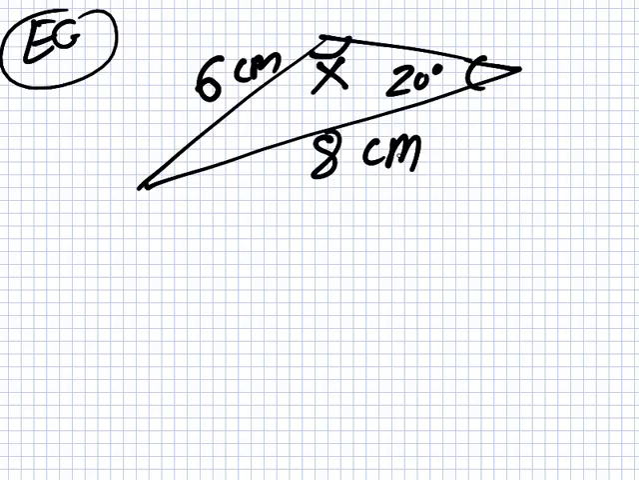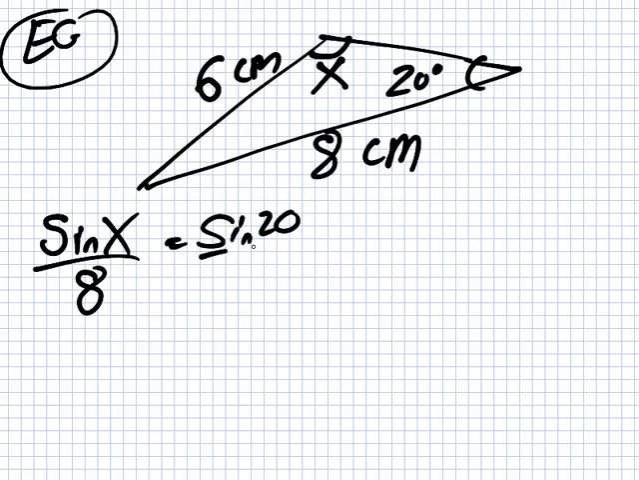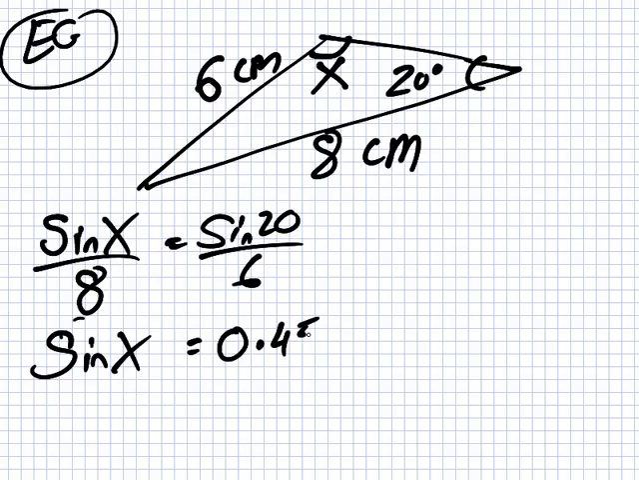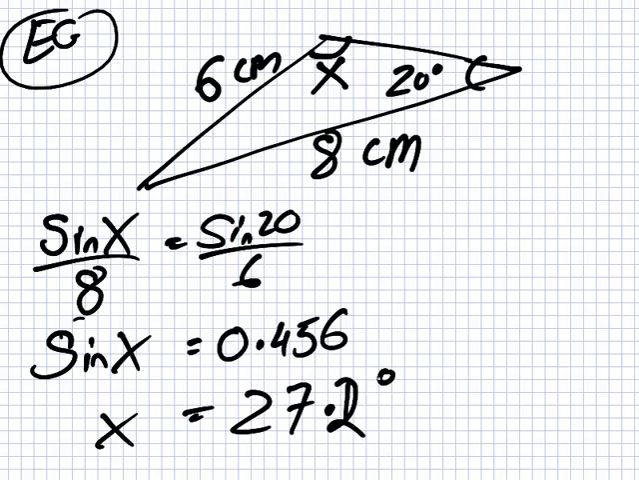Okay, you have an answer here? Yes. So we can say sine x over 8 equals sine 20 over 6. So I get sine x equals 0.456. So x equals sine inverse of that, 27.13, so 27.1 degrees.